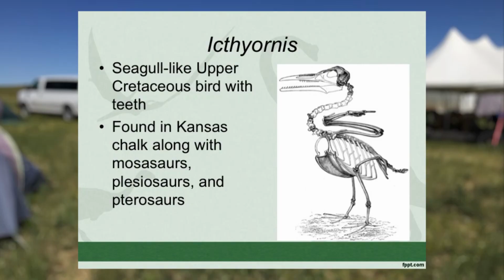So keep track of these. Once again, we have what looks like a carpometacarpus, but it has a claw, which means it's not a bird, and it has teeth. Theropods, a seagull-like Upper Cretaceous bird found in Kansas with some of the mosasaurs. Look at this animal. Pygostyle, synsacrum, fusion of the leg bones, carpometacarpus.